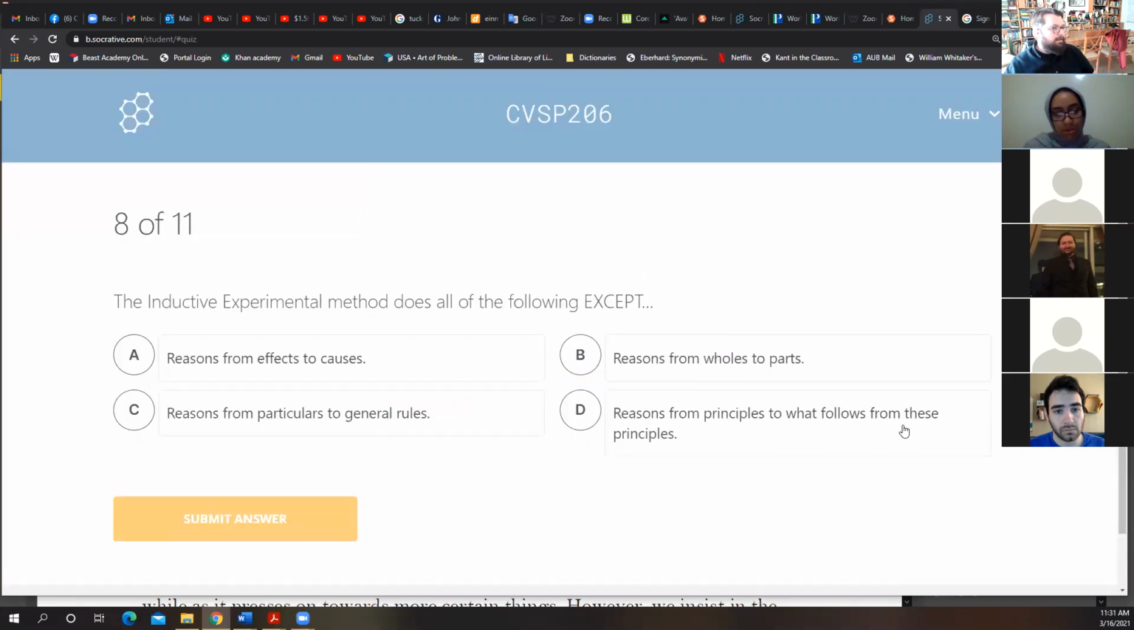Okay, here we go. The inductive experimental method does all of the following except: reasons from effects to causes, reasons from particulars to general rules, reasons from wholes to parts, or reasons from principles to what follows from these principles.